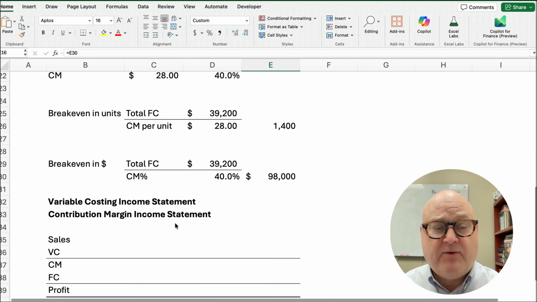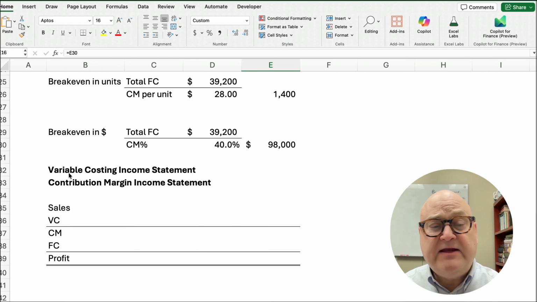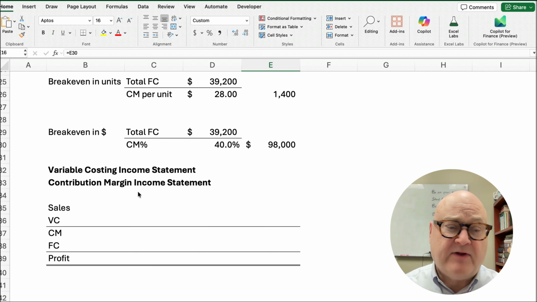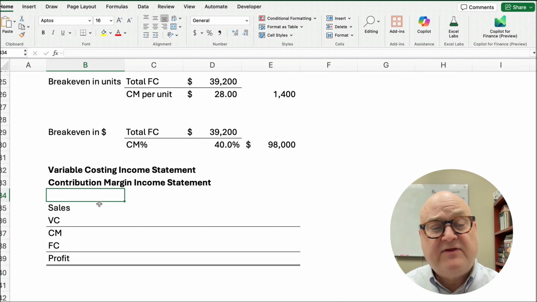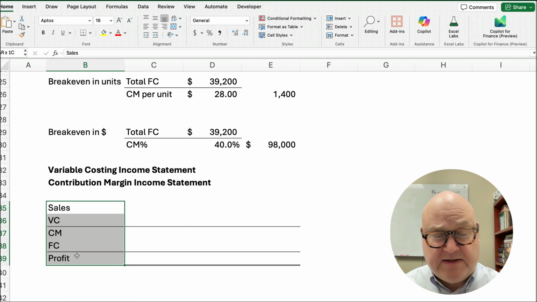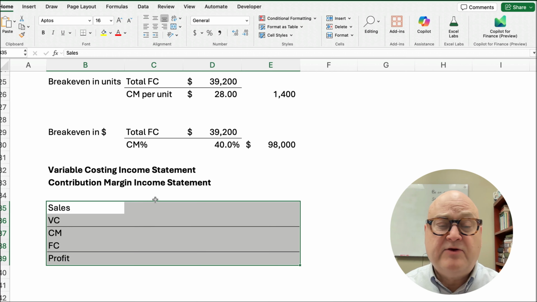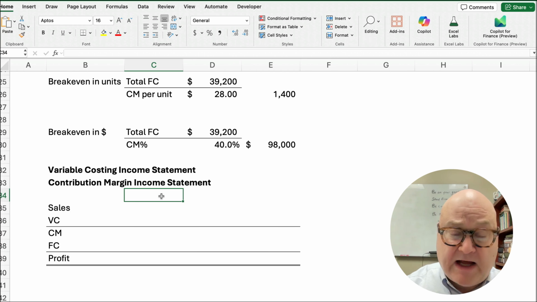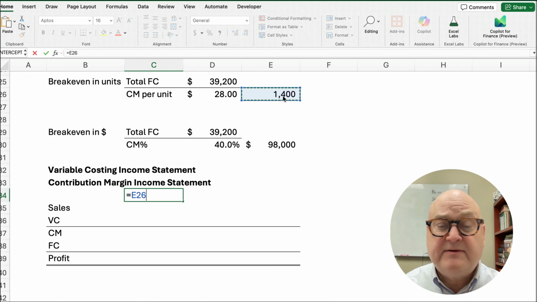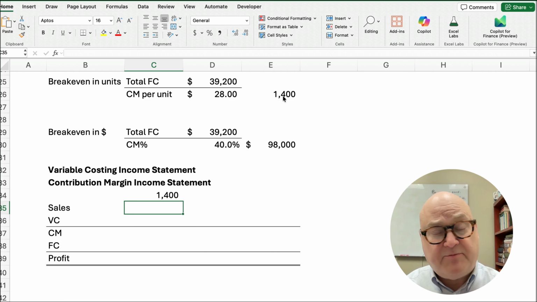Now, one thing I want to do is let's start thinking about the variable costing income statement, or sometimes it's called the contribution margin income statement. So here's what we're going to do. We're going to come up with this income statement. We're going to do it 3 different ways. We're going to do it based on total dollars, so I'm going to put in the 1,400. We're going to think of it as per unit and think of it as percentages. This is going to be helpful later on when we do things like target profit or target profit margin or percentage.